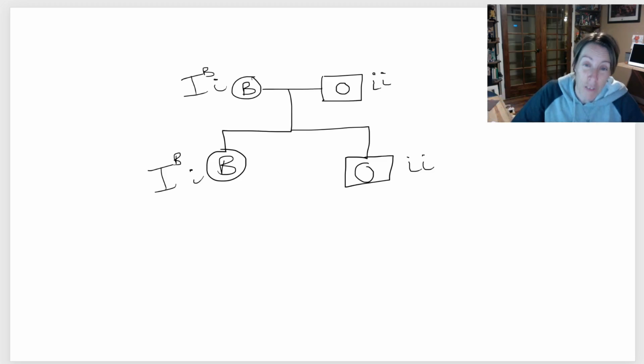So my family tree actually works out pretty nicely here for figuring out blood type genetics. Sometimes it works out easy. Sometimes you can't figure it out. Sometimes there's not enough information. Now here's another one for you.